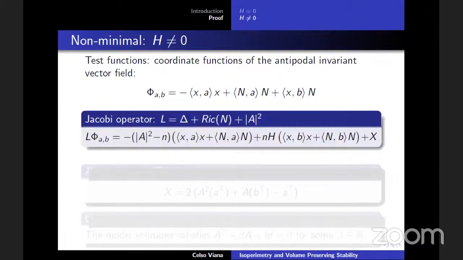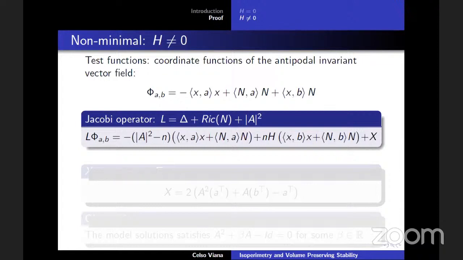If you look at the Jacobi operator on these vector fields, remember that the Jacobi operator is just a self-adjoint linear operator associated to our quadratic form. I have an expression for the Jacobi operator on this vector field. And as you can see, when the mean curvature is not zero, then this constant vector B does not disappear, right? It stays there. So that brings a lot of difficulties in studying the quadratic form.